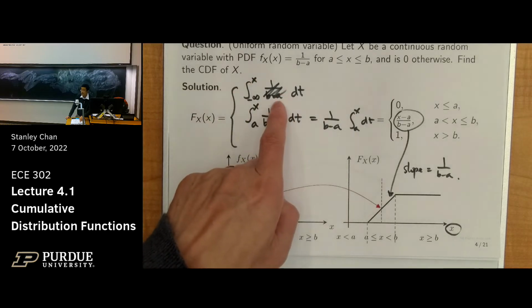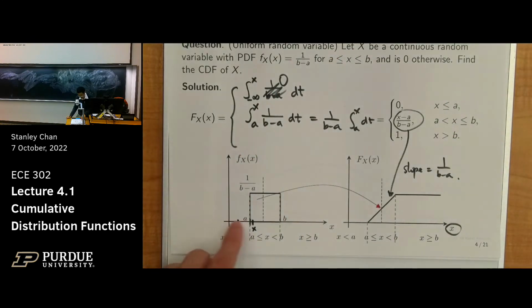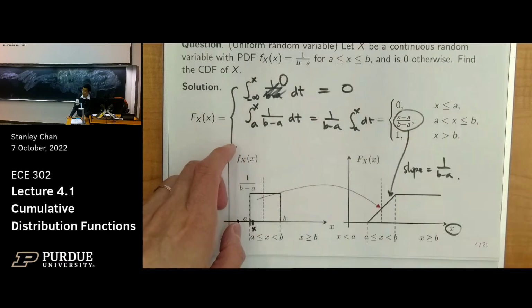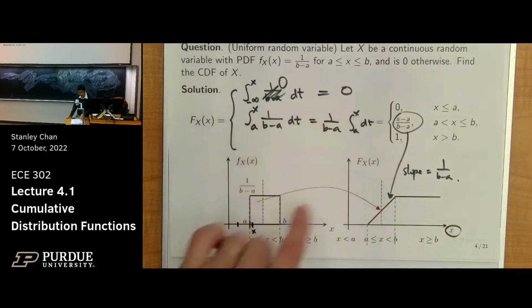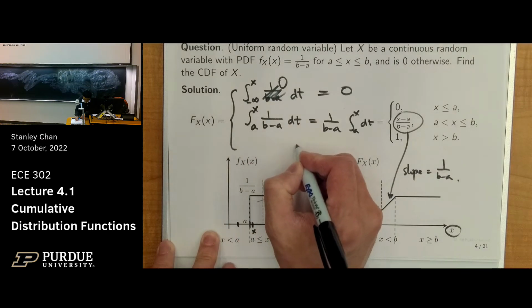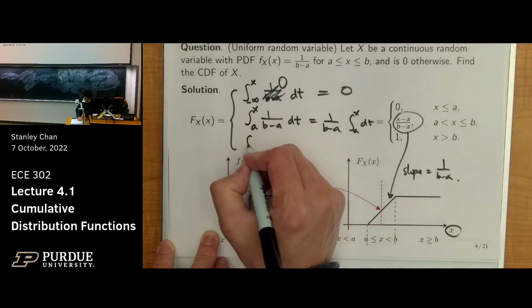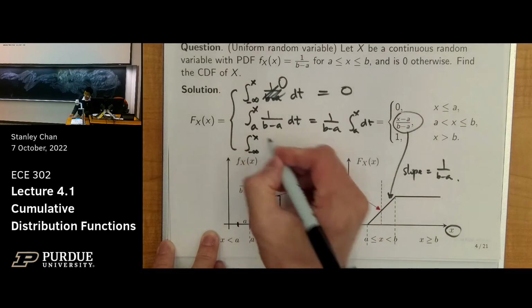But what should be the stuff inside? 0. There's a 0 inside because your PDF is 0 for this segment. So it is 0, and therefore you get a 0. This gives you this 0 here. This 0 doesn't come from nowhere. It comes from this integral. How about the last case? The last case, it will be what? It will be the integration from minus infinity, again to x.